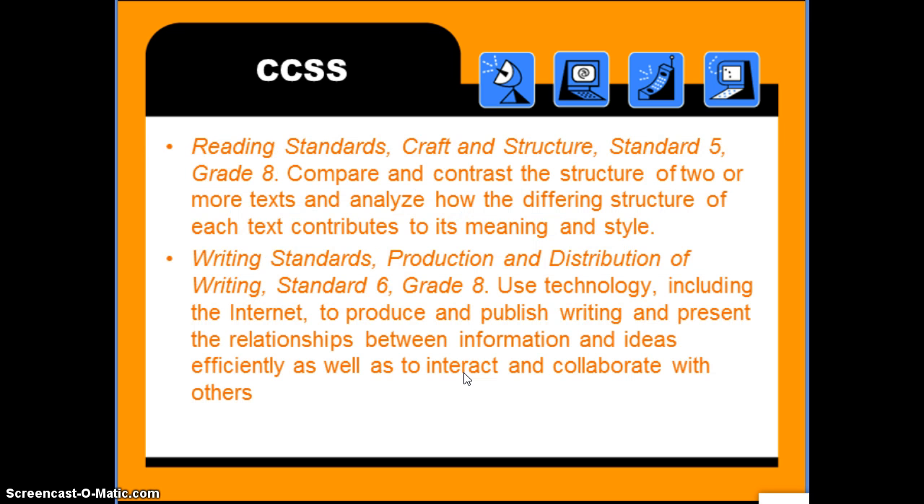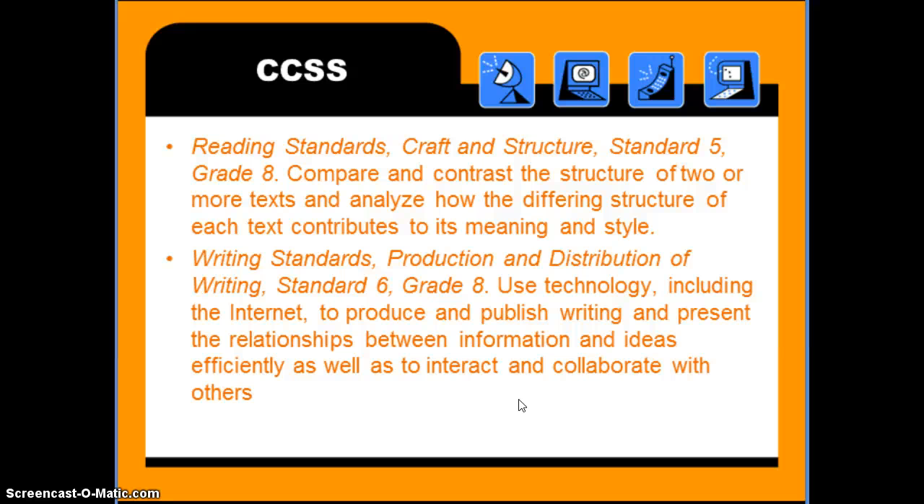Okay, so just an example, this grade 8 standard: use technology, including the internet, to produce and publish writing, present relationships between information and ideas efficiently, as well as interact and collaborate with others. So again, not necessarily having students use PowerPoint and give a PowerPoint presentation, but using a variety of online or digital tools to do their projects and to write, so that they're not just writing on pen and paper anymore.